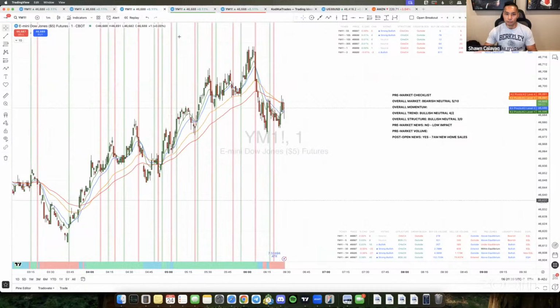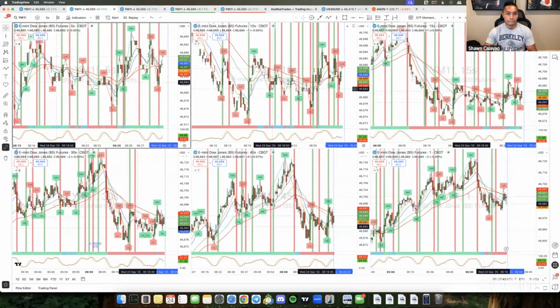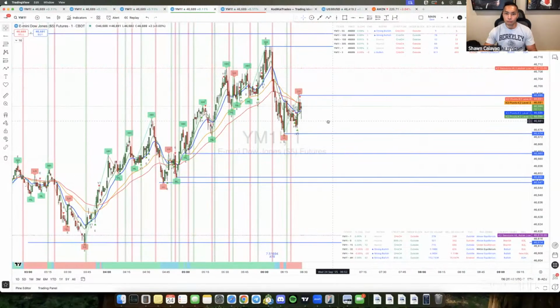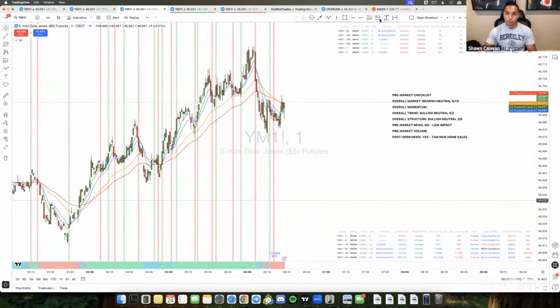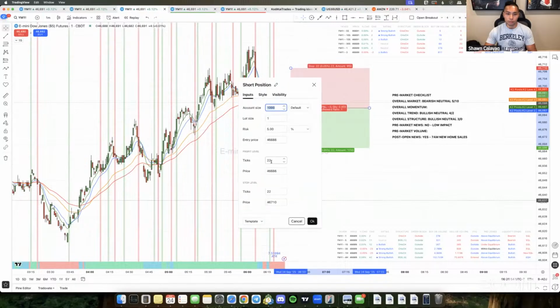Again, looking over here at the breakout for the day, looks like we're probably going to have a sell. Hold on a few moments. So the breakout for today is looking like it is going to be a sell.